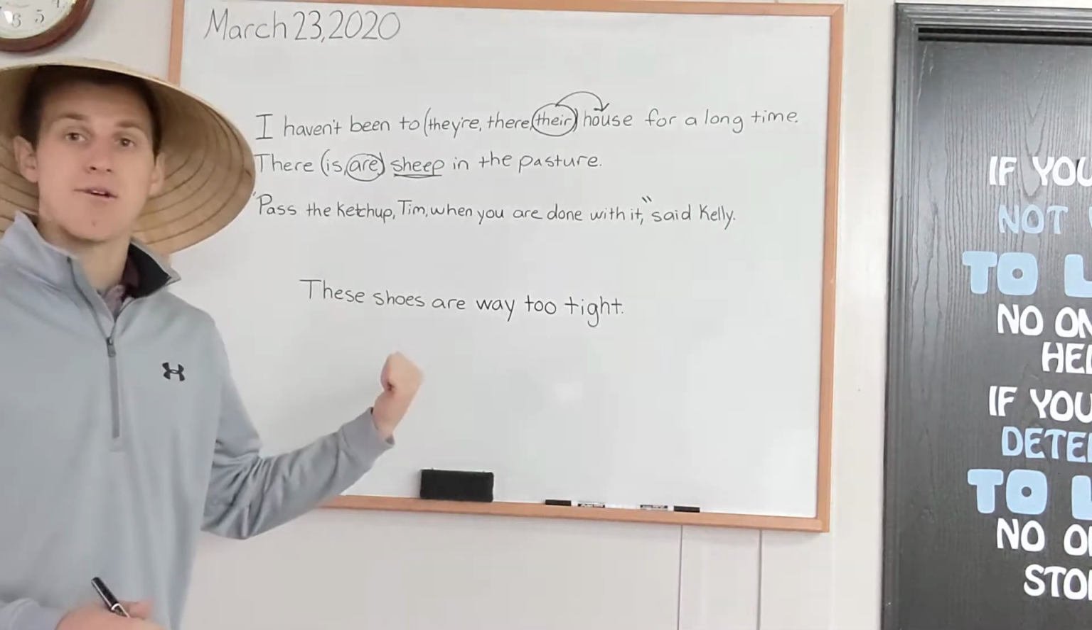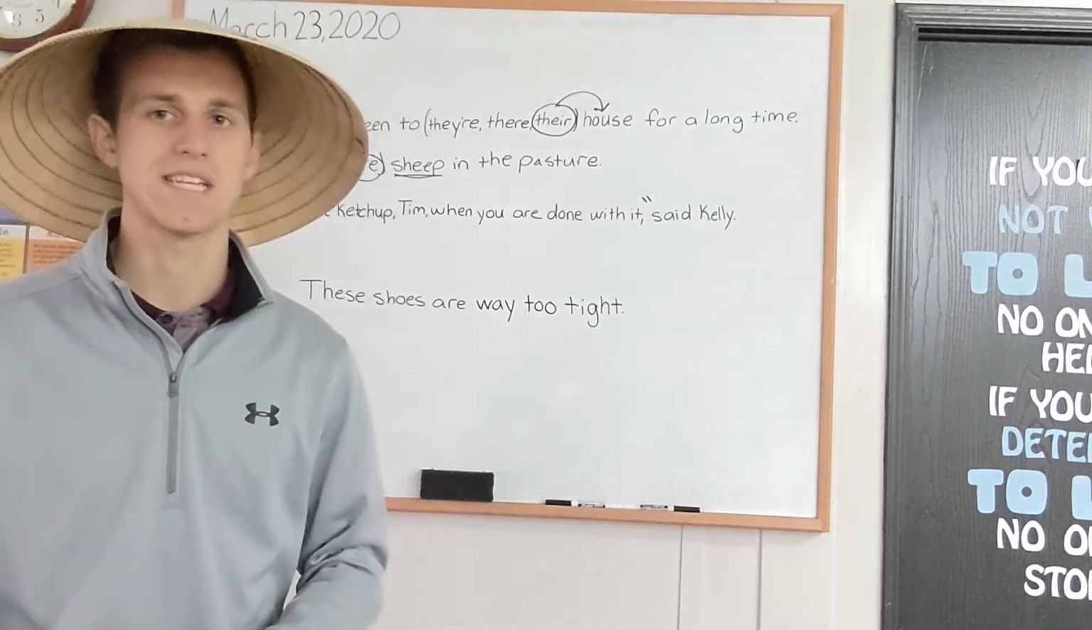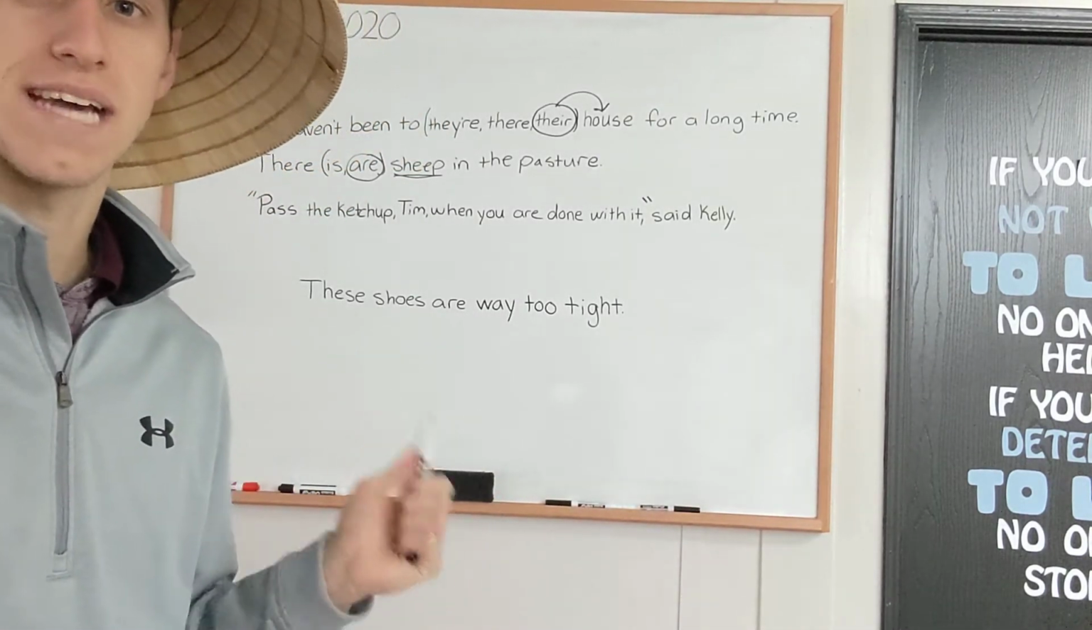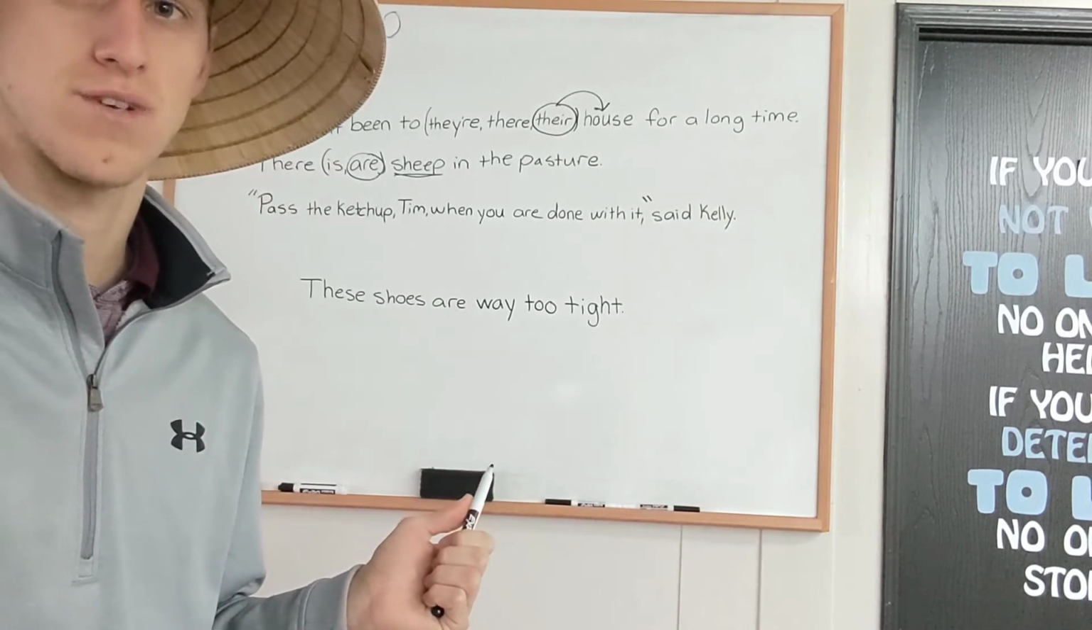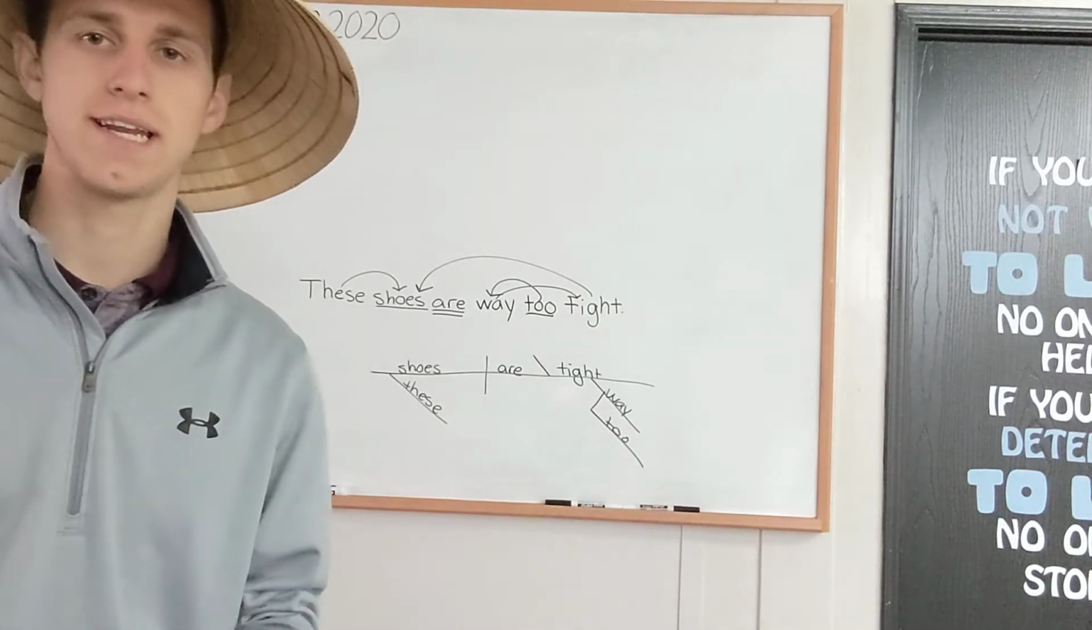We're going to go ahead and diagram this sentence. I'm not sure if you can read it, but it says, these shoes are way too tight. So I'm going to give you just a little bit here, and I want you to see if you can go ahead and diagram that sentence, all right? I'm just going to pause this video for a little bit. All right, hopefully you had time to go ahead and try and diagram it.